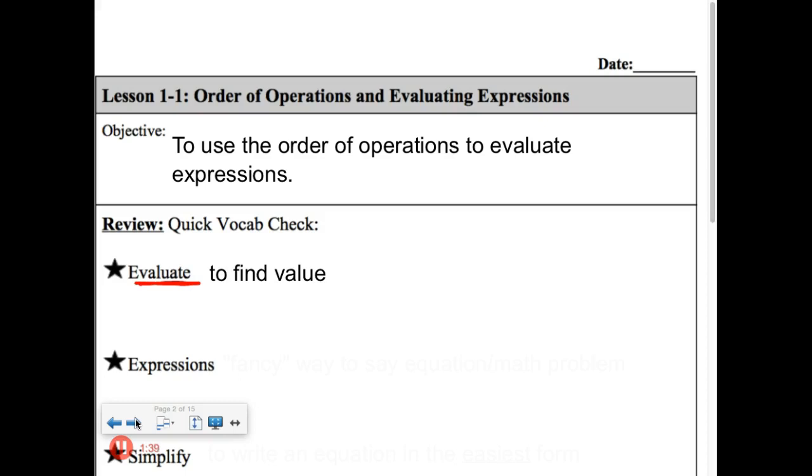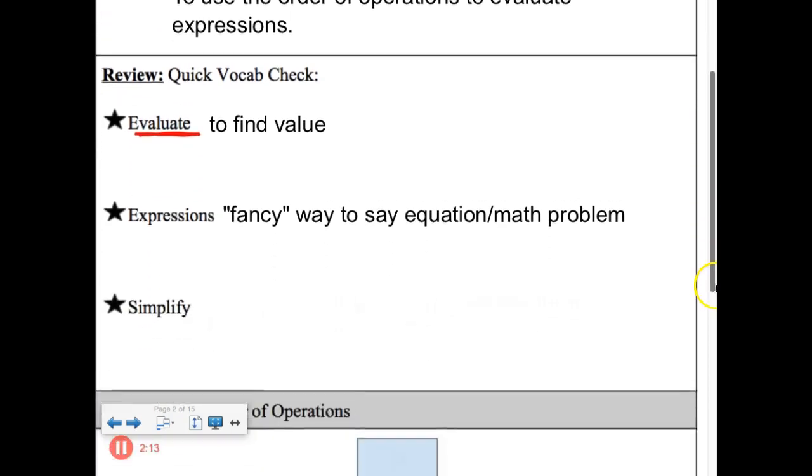Our next word is the word expression. You're going to hear this a lot throughout exponential algebra, and it's a fancy way to say equation or math problem. So if I say evaluate this expression, what I really mean is, hey, we have this math problem and we're going to find a value. We're going to find a number. Now, a quick reminder, if I'm going too fast in these videos, you can pause, you can slow it down, you can rewind, you can watch something over again.